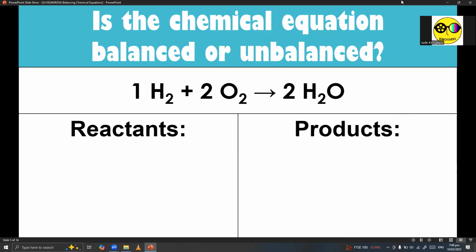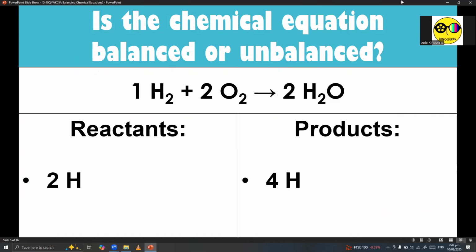Okay? So let's answer the question, is the chemical equation balanced or unbalanced? So we have 1 mole of H2 or hydrogen molecule plus 2 moles of O2 oxygen molecule producing 2 moles of H2O or water, which is a combination reaction. So on the reactant side, you have 2 hydrogen atoms, 1 times 2, and you have 4 hydrogen atoms, 2 times 2. So dito pa lang unbalanced na.